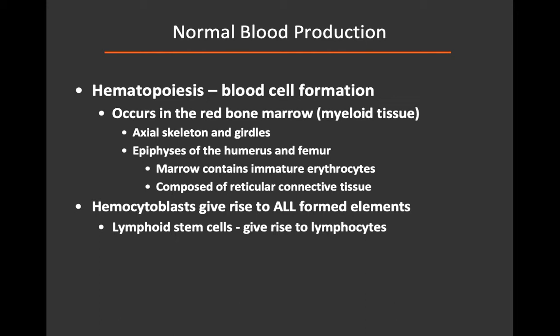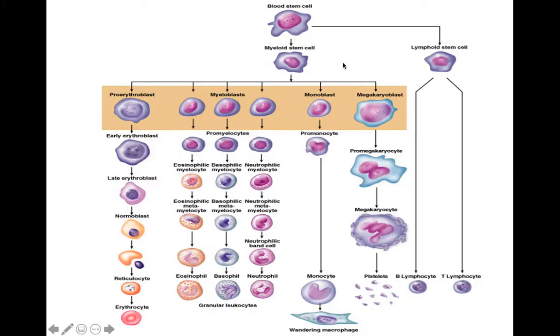So the hemocytoblasts are going to become lymphoid stem cells, and those give rise to the white blood cells, also referred to as lymphocytes. And then we have myeloid stem cells, and these are going to help us to produce all the other blood cells. So you can see here, this is our hemocytoblast and our myeloid stem cell and our lymphoid stem cell. This lymphoid stem cell then becomes our lymphocytes, which are our T cells and our B cells. And then the myeloid stem cell is going to become red blood cells, and then our other white blood cells such as eosinophils, basophils, neutrophils, and monocytes.